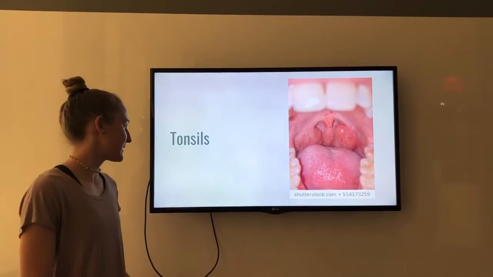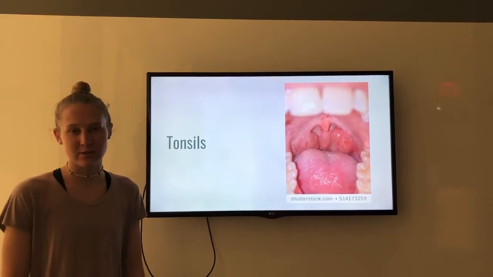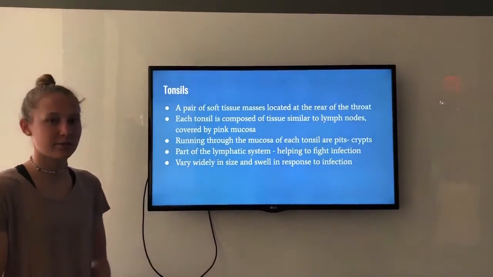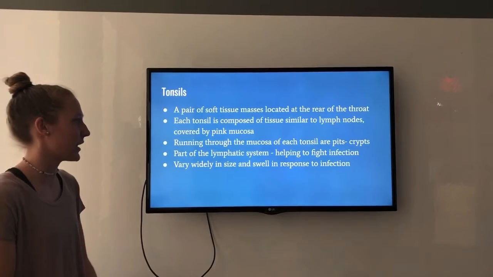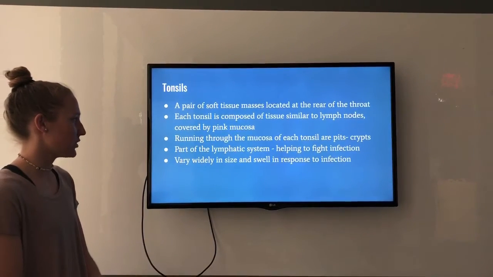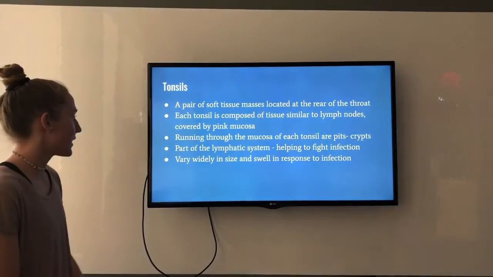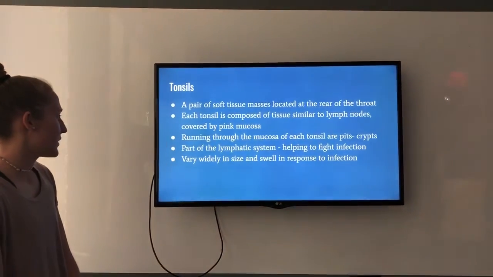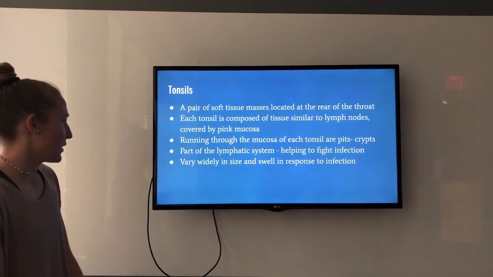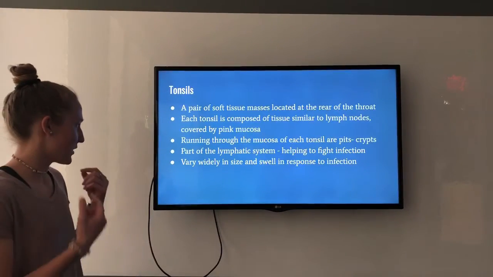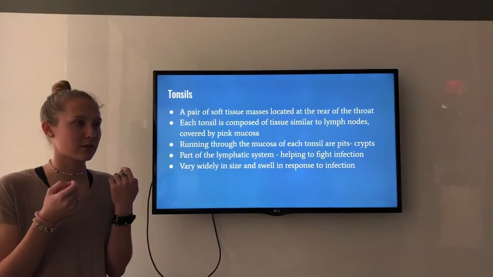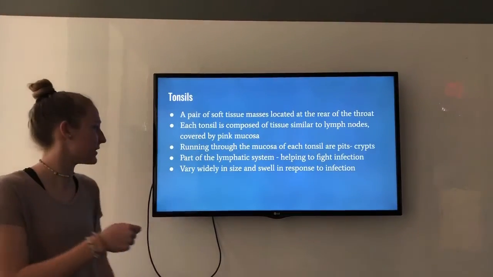Okay, the next structure of the mouth that we'll be talking about are the tonsils. So your tonsils are a pair of soft tissue masses located at the rear of the throat, and each tonsil is composed of tissue similar to lymph nodes covered by pink mucosa. Running through the mucosa of each tonsil are pits, which are also called crypts, which you can kind of feel because you'll have tonsil stones that get tucked behind them.